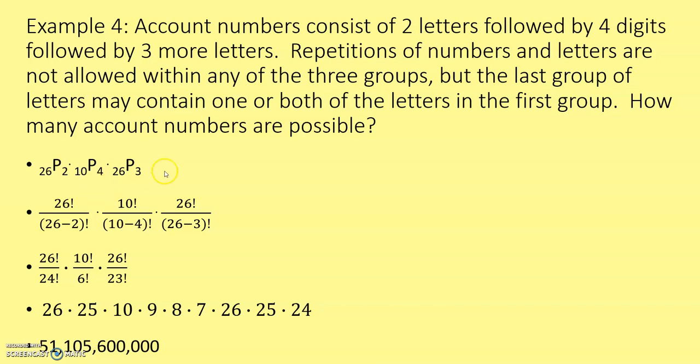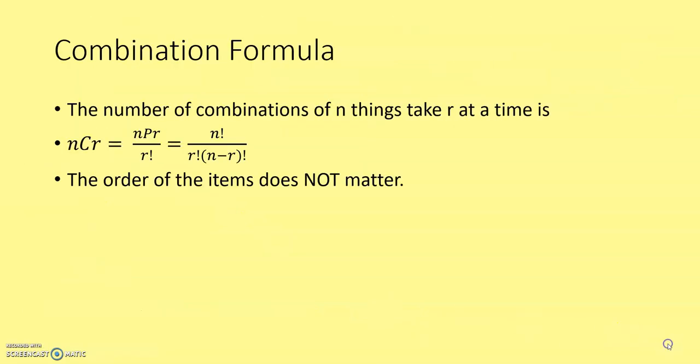With permutations, order matters. When we're talking about combinations, order does not matter. It's read as n choose r. N factorial divided by r factorial times n minus r factorial. It's a combination. The order of the items does not matter.